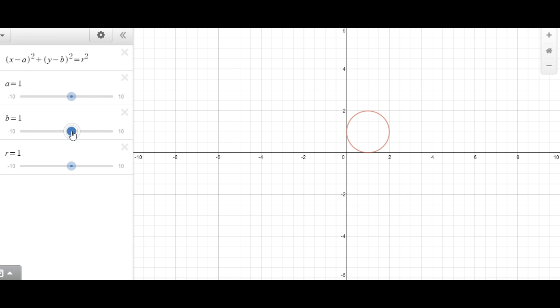If we start to move B, you can probably predict what's going to happen. Yep, it moves up and down if we change the value of B. So if we put it back to 1, you'll see that the centre of the circle is at 1, 1. So A is the x coordinate of the centre and B is the y coordinate of the centre.